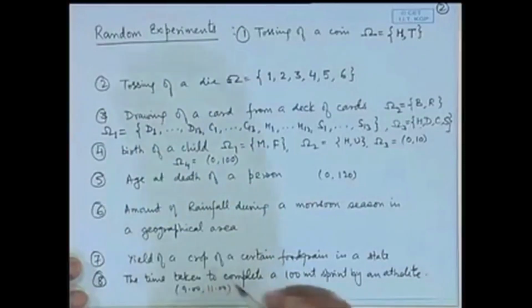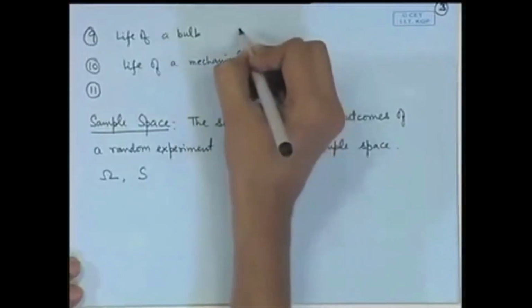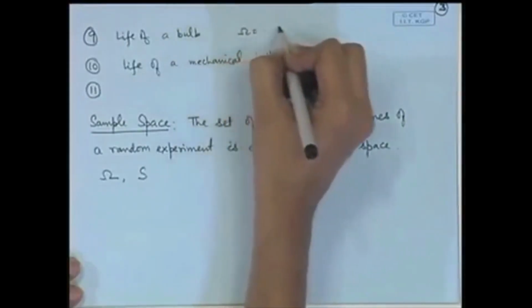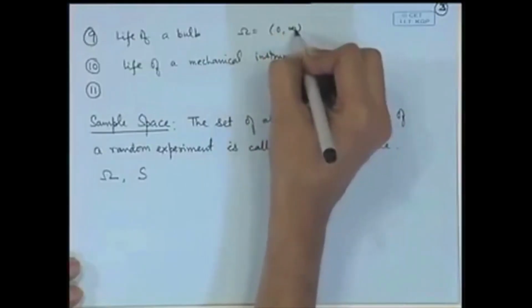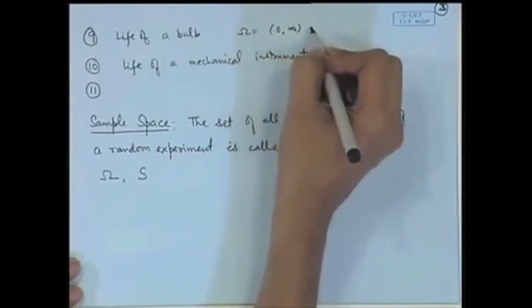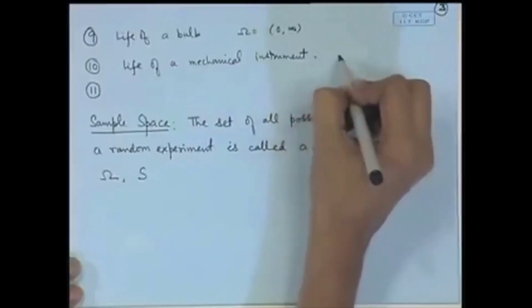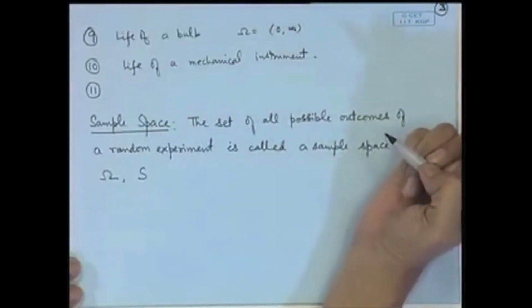Suppose I am considering an international field. Life of a bulb is a number from 0 to infinity, although theoretically speaking it is not infinity, but it can be a large number. Life of a mechanical instrument similarly can be described.